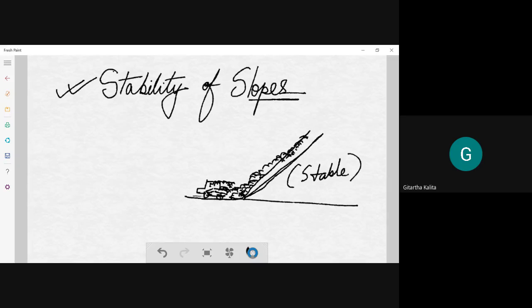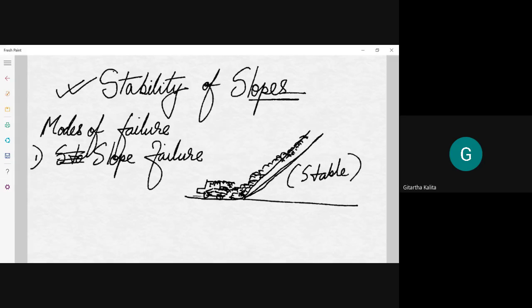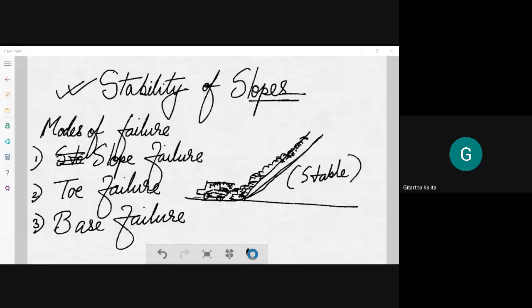Now there are three types of failure you can write down. There are three modes of failure. Number one is the slope failure. Number two is toe failure. Number three is base failure. The first one is slope failure, the second one is toe failure, the third one is base failure. We will be discussing each of the failure criteria one by one. So let us start with the first one, which is called the slope failure.